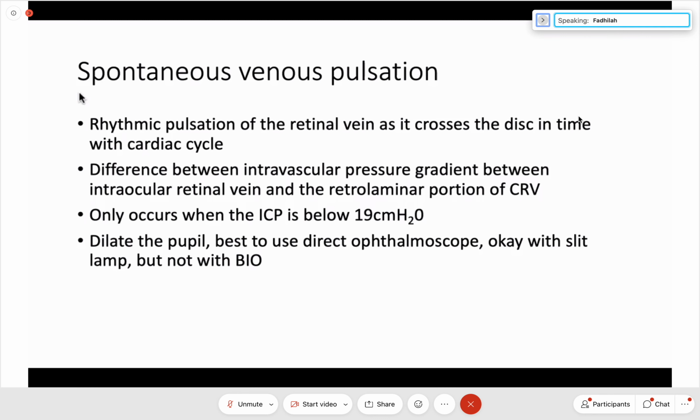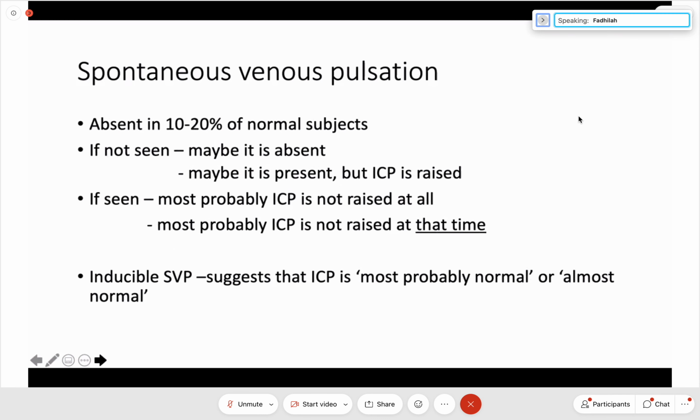So how do you examine them? You need to dilate the pupil. That's very important. If you are seeing through a small pupil, there will be a lot of reflection and you cannot properly assess the pulsation. The best tool is, of course, to use the direct ophthalmoscope because it gives 15 times magnification. Well, it's okay to use the slit lamp. Yeah, you just have to increase the magnification, but you cannot use BIO. It is absent in about 20% of normal subjects anyway.